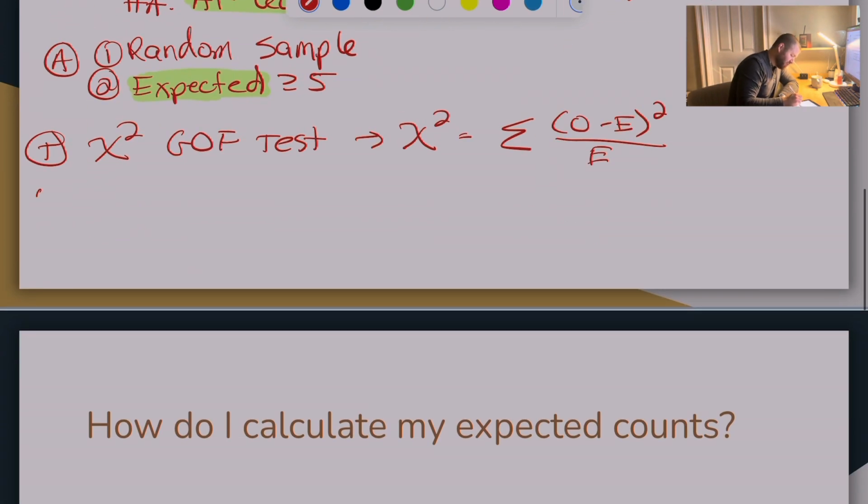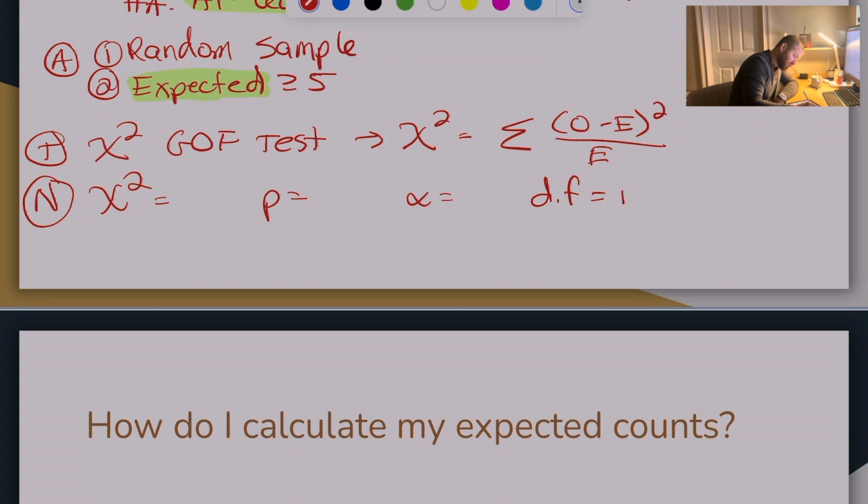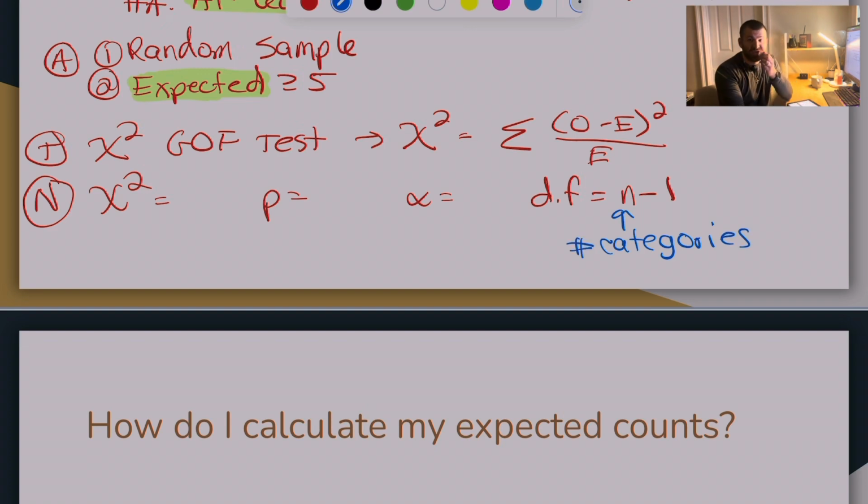And then for my numbers, I'm going to list the chi-square value, the p-value, the significance level, and your degrees of freedom here is still n minus 1. But importantly, n is the number of categories. It is not your sample size. It is the number of categories in your sample.